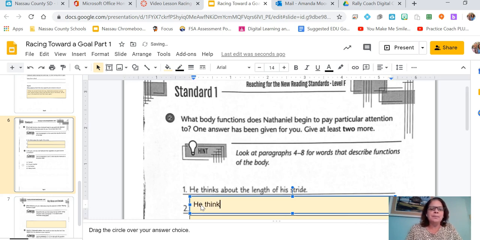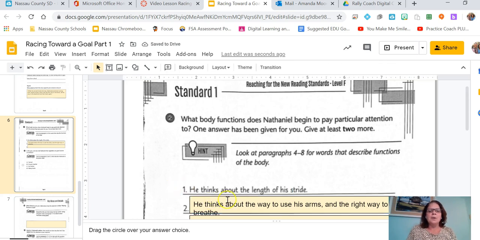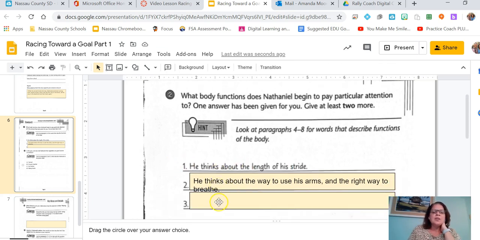He thinks about the way to use his arms and the right way to breathe. Now, you can pause this if you need to. Type, and you need to go back to paragraphs 4 through 8, and you need to come up with another way that he pays attention to his body functions. So think about not just your arms and your legs and your breathing, but also your eating and your drinking.